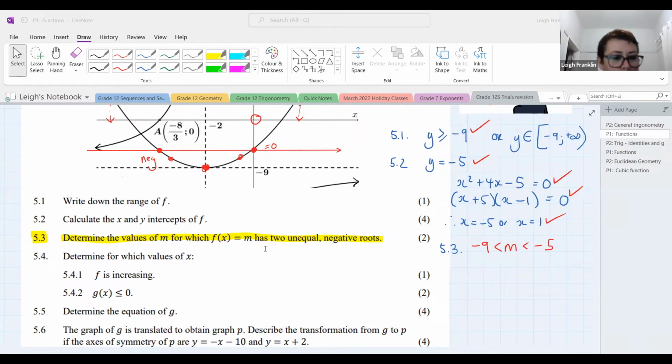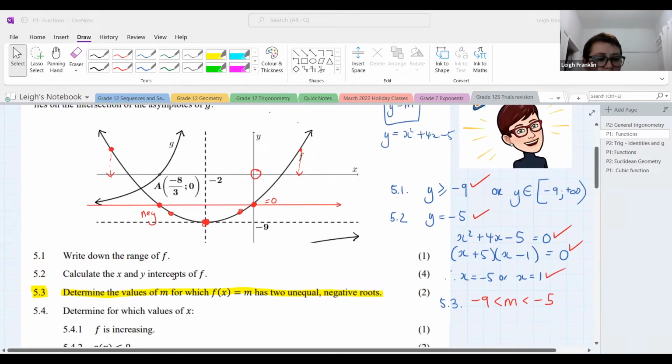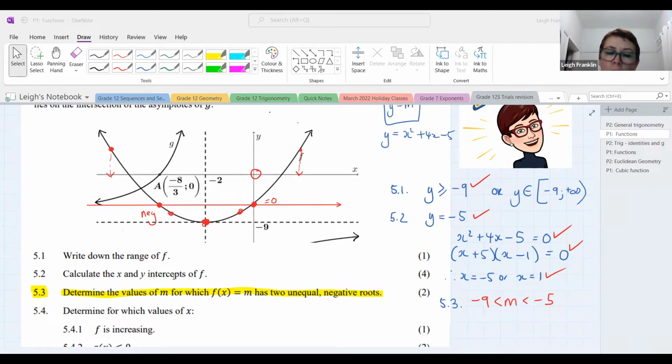The next question, 5.4.1. Write down the values of x for which the graph is increasing. Now, I'm going to ask you a question, and I don't want you to say getting bigger. What does the word increasing mean when we're talking about functions? Don't say getting bigger. Increasing means what?